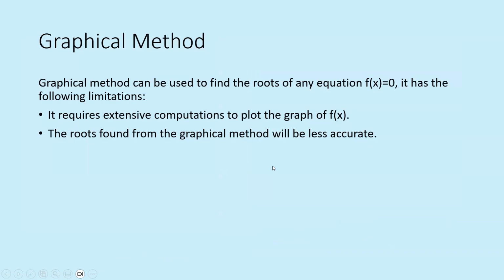For the graphical method, in general, we can say the graphical method can be used to find the roots of any equation except the complex roots, but it has the following limitation. It requires extensive computations to plot the graph of f of x, and the roots found from the graphical method will be less accurate.